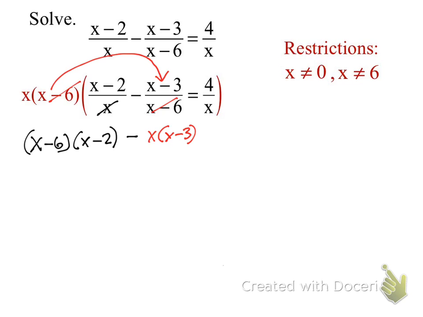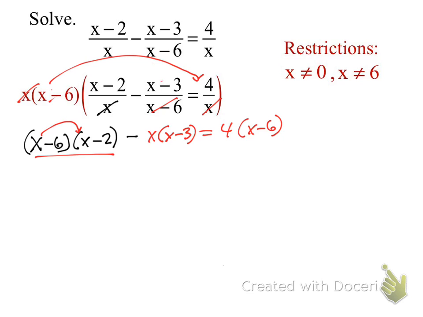Good. And then next time, Malcolm, when I distribute the last time, you're going to have the x's canceled out, so it's 4 times x minus 6. Okay, next step, Kendall, what do I do here? Multiply. Good. And it becomes? X squared.